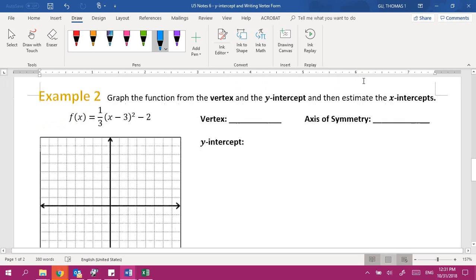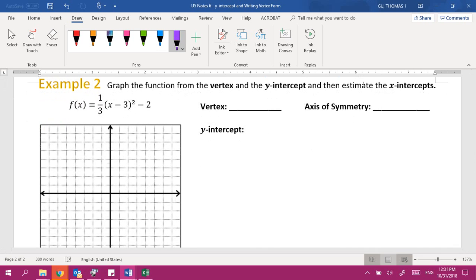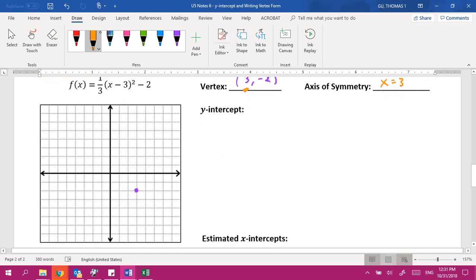So example 2, first we need to identify the vertex. What is the vertex here? 3, -2, right. And so that's going to be right 1, 2, 3, down 2 right here. What is the axis of symmetry? X equals 3, right, because that's straight out of the x value of my vertex. So I'm going to draw that axis of symmetry to remind myself I'm reflecting across the axis of symmetry, not the y-axis.